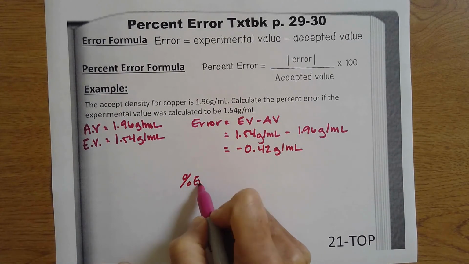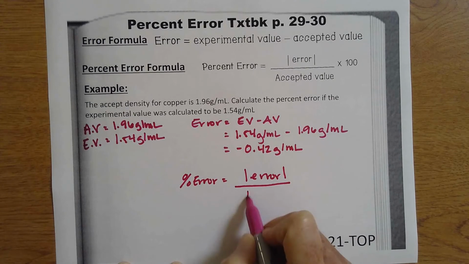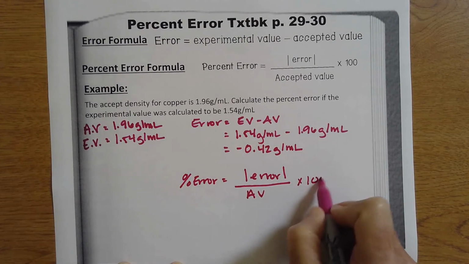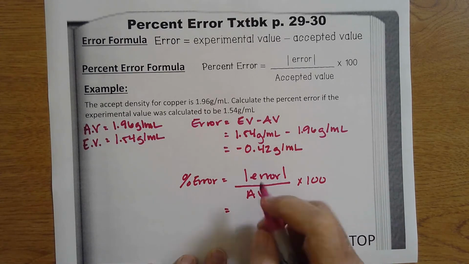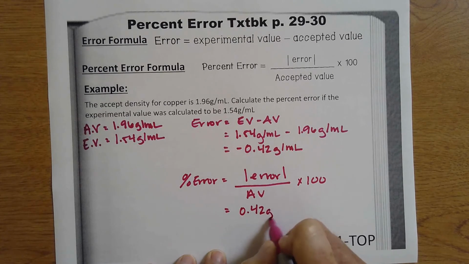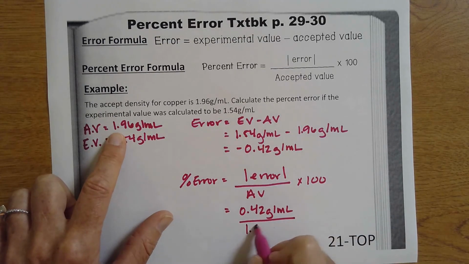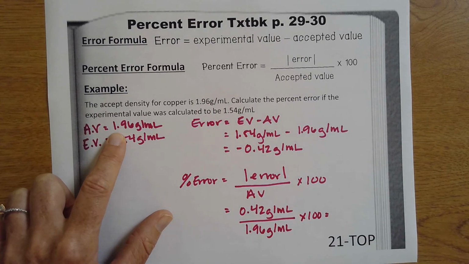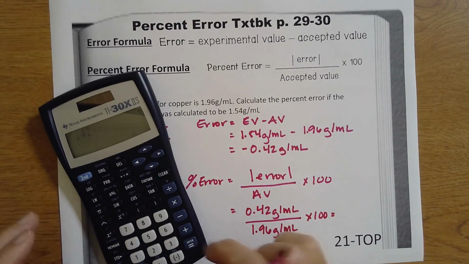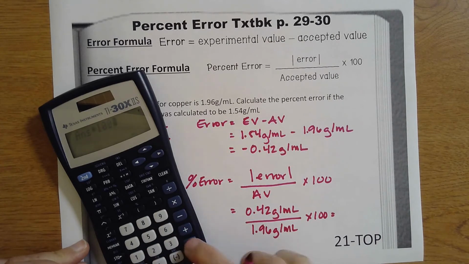The next part is the percent error. So percent error is equal to the absolute value of error over the accepted value times 100%. I already have my error, and I'm looking for the absolute value of that, which means that I take away the negative sign, and I'm going to divide that by the accepted value, which is 1.96, and multiply everything times 100. Right, so 0.42, sorry about that, divided by 1.96 times 100.